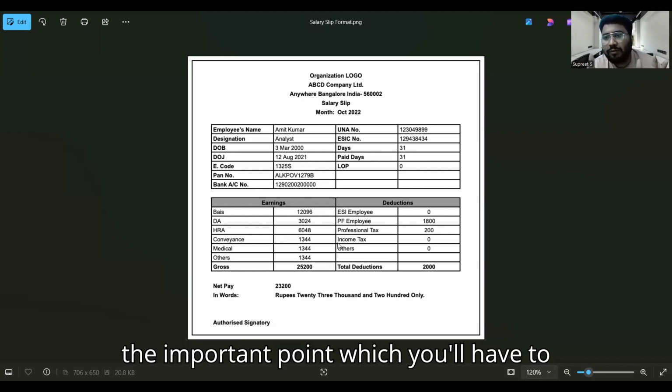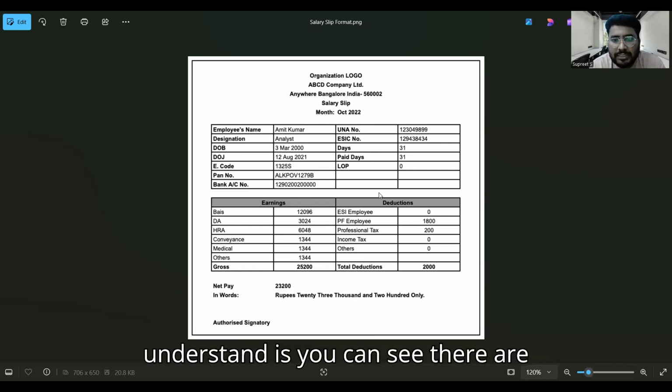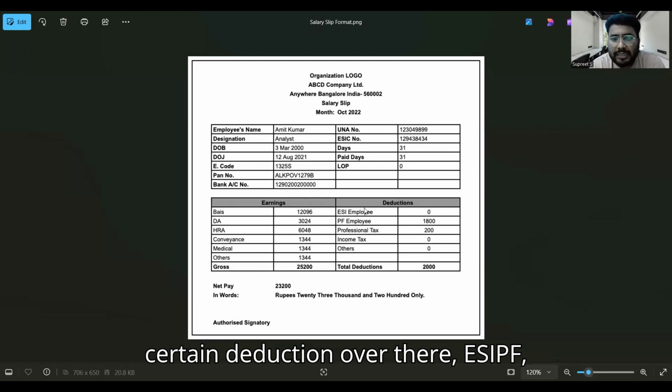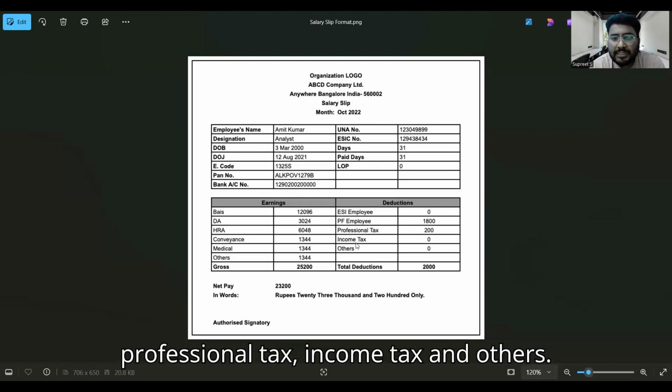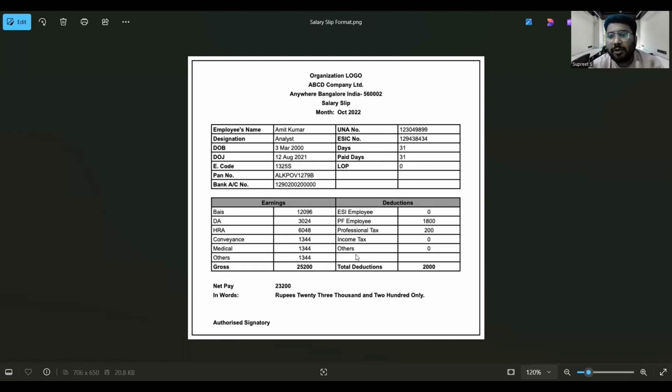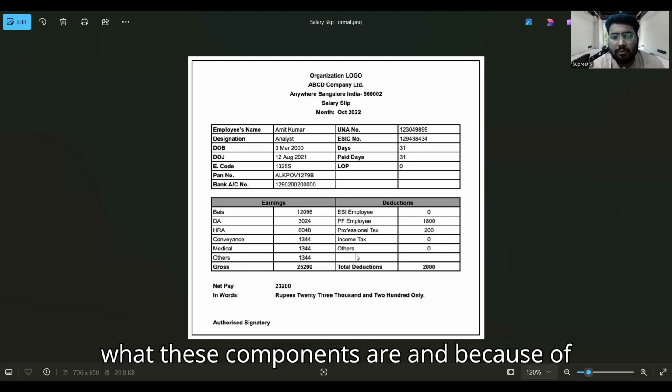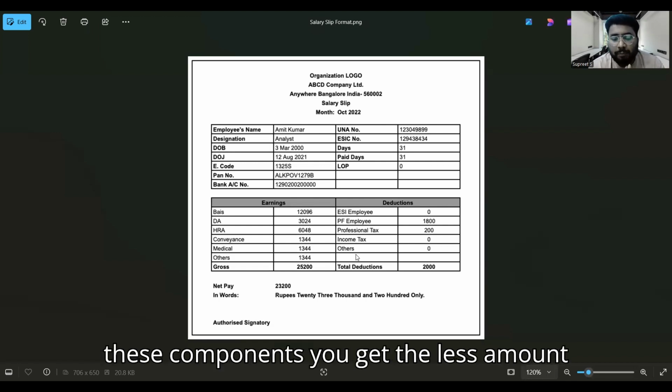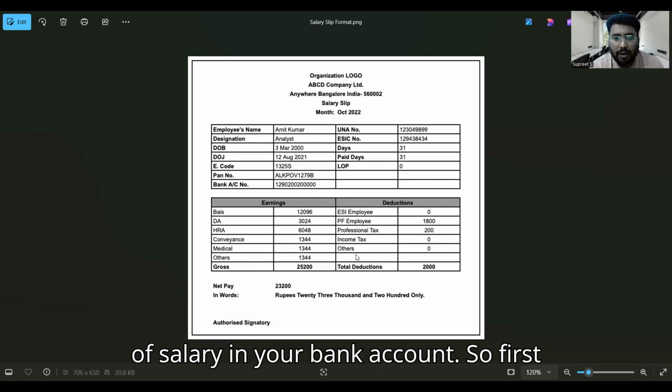But the important point which you'll have to understand is that you can see there are certain deductions over there: ESI, PF, professional tax, income tax, and others. So one by one we will try to understand what these components are, and because of these components you get a lesser amount of salary in your bank account.